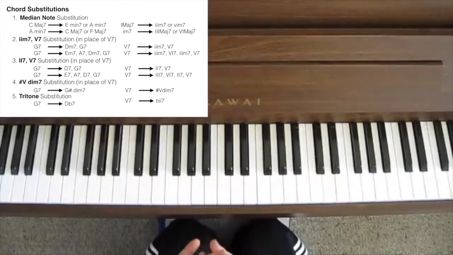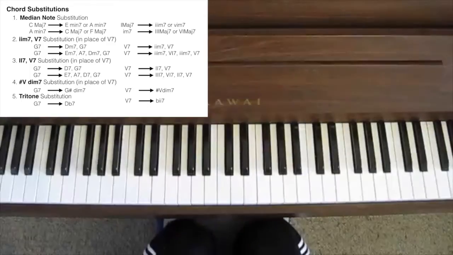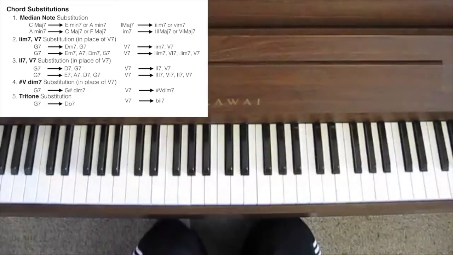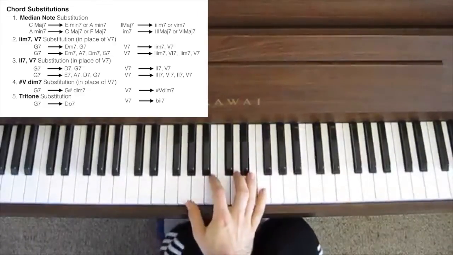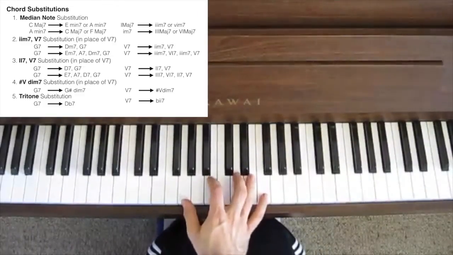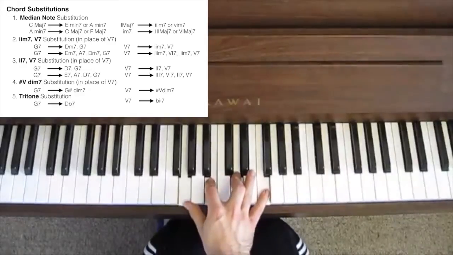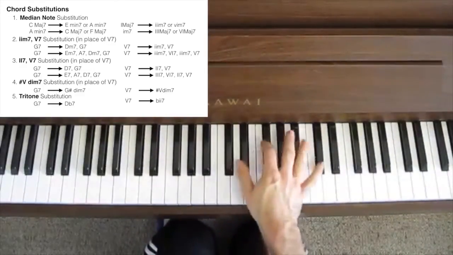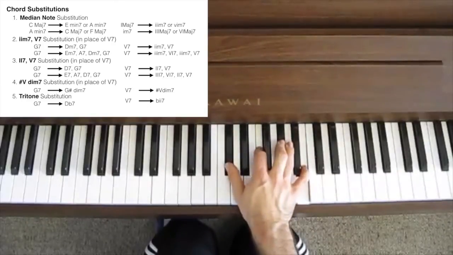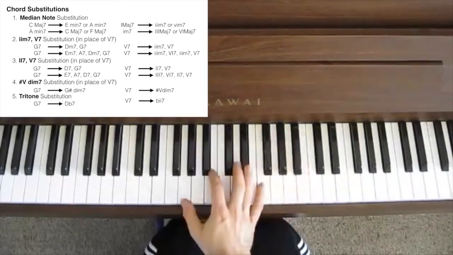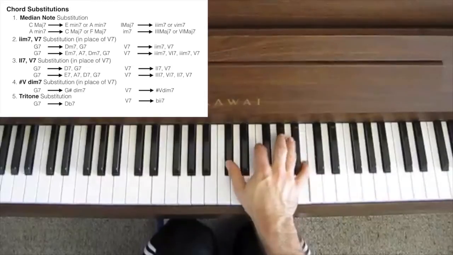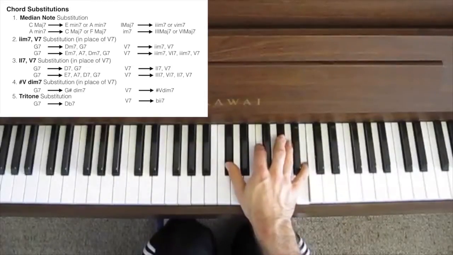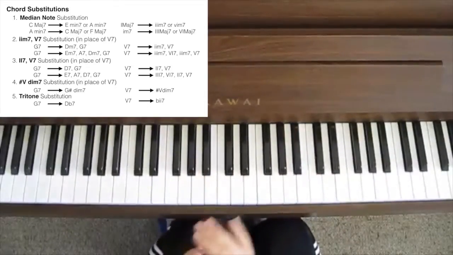more interesting and jazzy. And the last chord substitution I'm going to show you is the famous tritone substitution. Now this applies to dominant chords as well. So if you're playing a G7, you can substitute that by a D flat 7. Now that might seem a bit confusing, but bear with me.